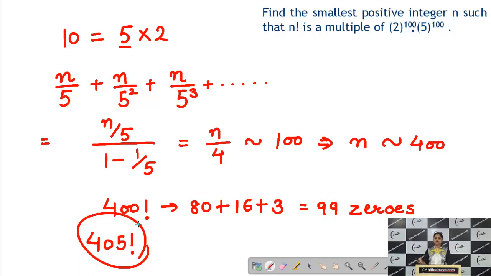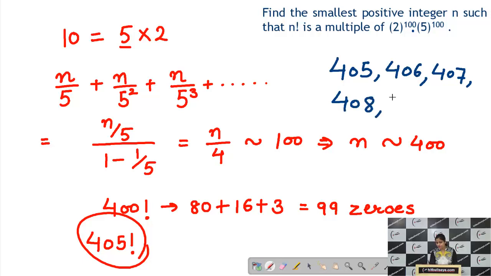Suppose my question is, for how many values of n will n factorial end in 100 zeros? Then the answer will be, we can consider 405 as n, 406, 407, 408, 409. But if we take 410, it will give you one more zero. That's why 5 values of n are possible, for which n factorial is a multiple of 2 raised to power 100 into 5 raised to power 100. And the smallest of them is 405, and that is the answer to the original question.